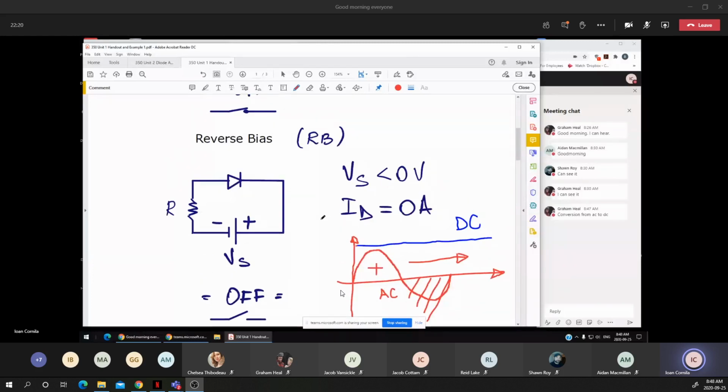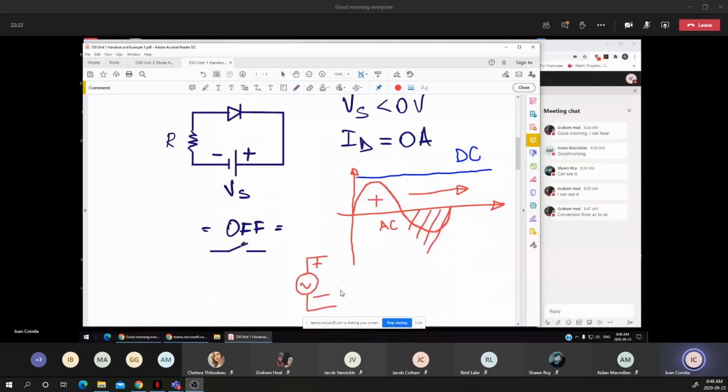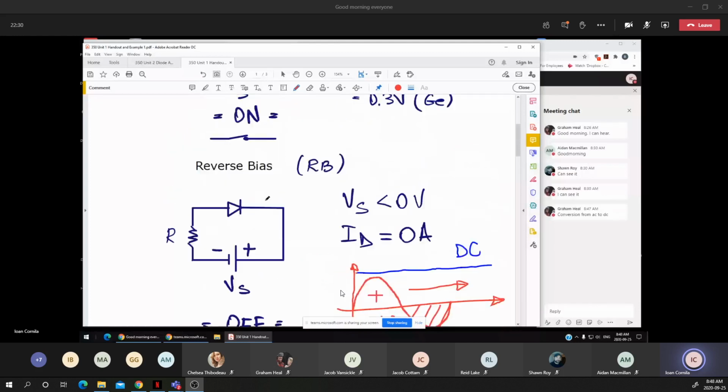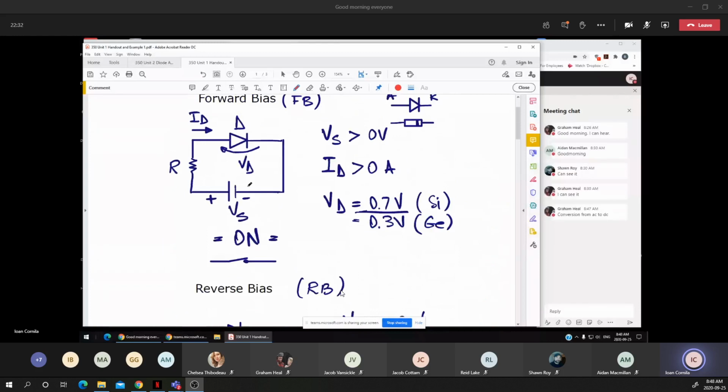How can we achieve that? By simply placing an AC voltage source into a circuit. Now I'm substituting the DC voltage source with an AC voltage source, and I'll have the same approach. Suppose that I'm replacing this DC voltage source with an AC voltage source.